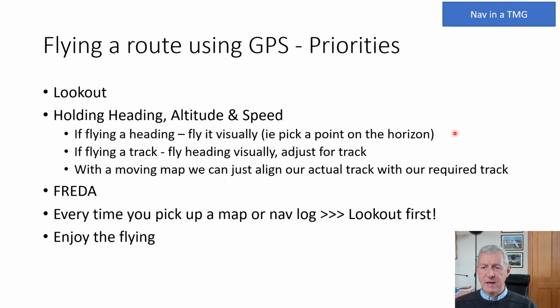If we're flying heading, we're going to fly it visually. So supposing we're flying 285 degrees, that's the heading we want, we'll use the compass or heading indicator to make sure that we're doing that, and then we'll pick a point on the horizon, which is the thing that we fly towards in order to keep that heading, and that's what we use primarily then to fly the heading. Just referring back to the compass or direction indicator momentarily during our instrument scan as part of our lookout scan. So again, we're not eyes in focusing on the map or the instruments.